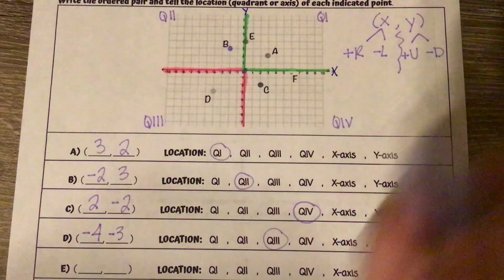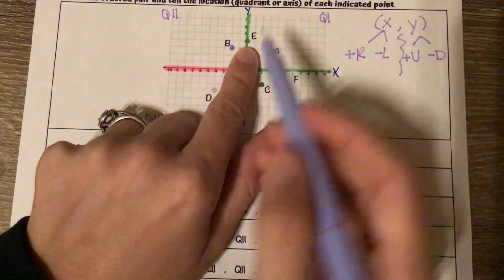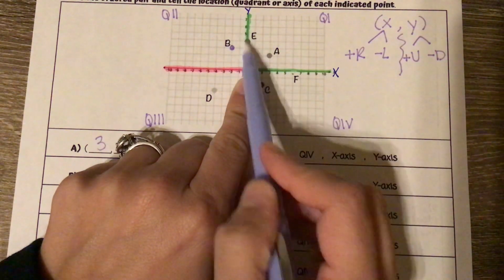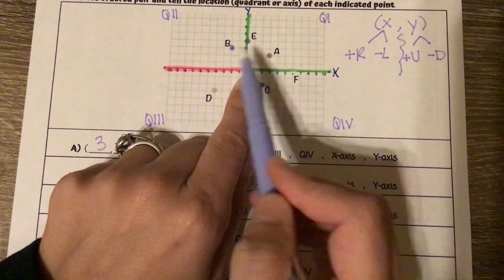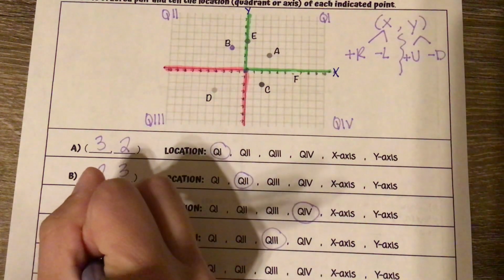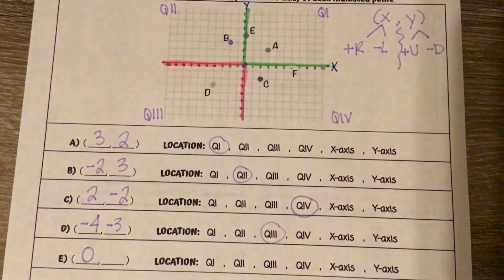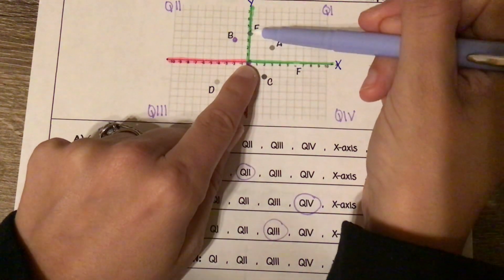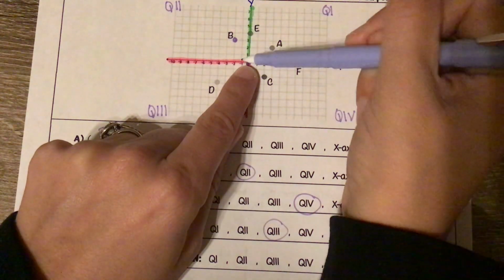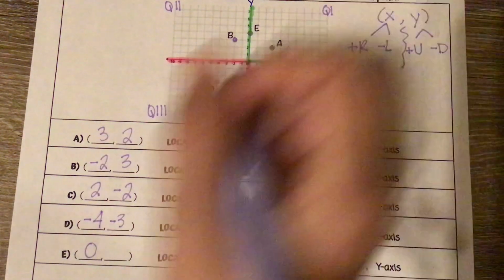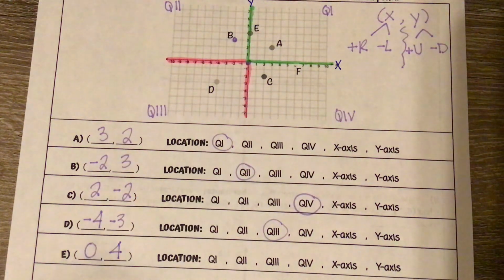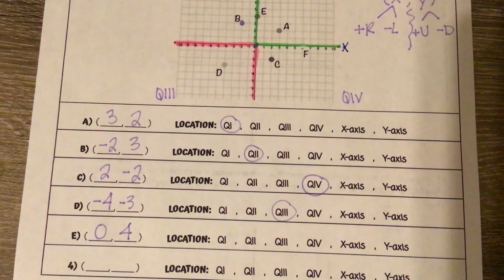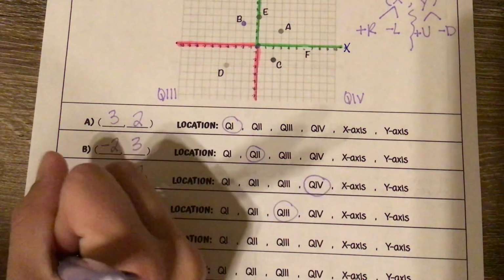For E, if we're starting at the origin here, we start going right or left. This point did not move anywhere to the right or anywhere to the left, which means this first value is 0. Now, it did move up or down. It moved up. Up means positive. 1, 2, 3, 4. And the last one, that shouldn't say 4, that should say F.